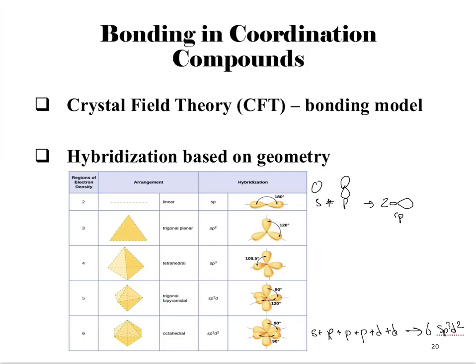Hybridization is a qualitative way of describing this, but it is at least somewhat backed up by calculations. This is something people developed before doing the calculations, but it's somewhat backed up by the ideas of quantum mechanics. It was developed to describe the shape of these molecules. And so with this hybridization, we get our shapes for our coordination compounds.